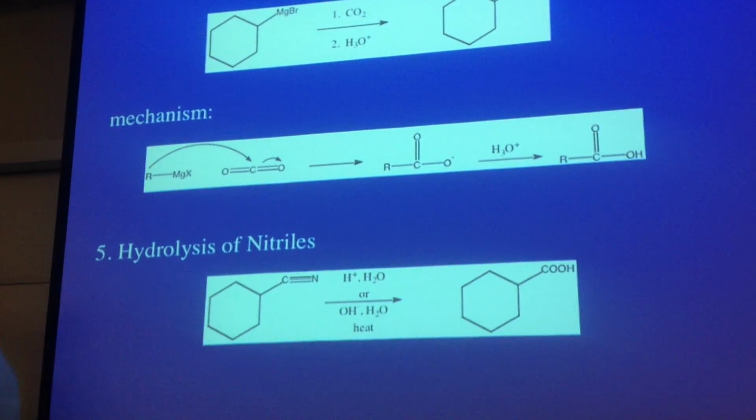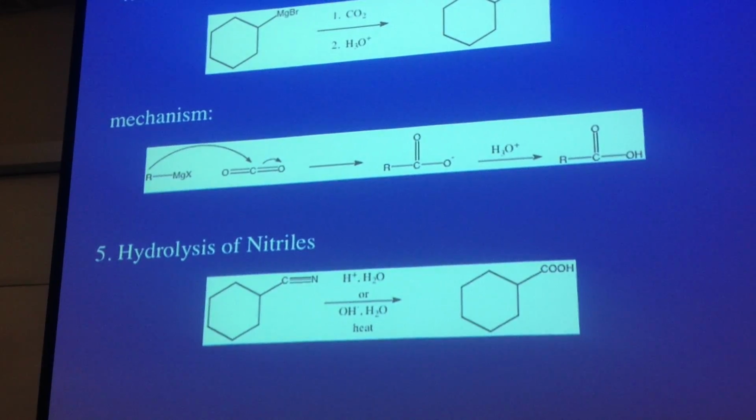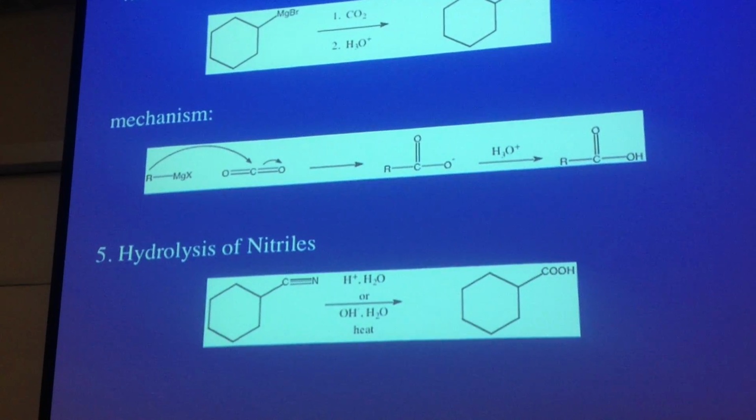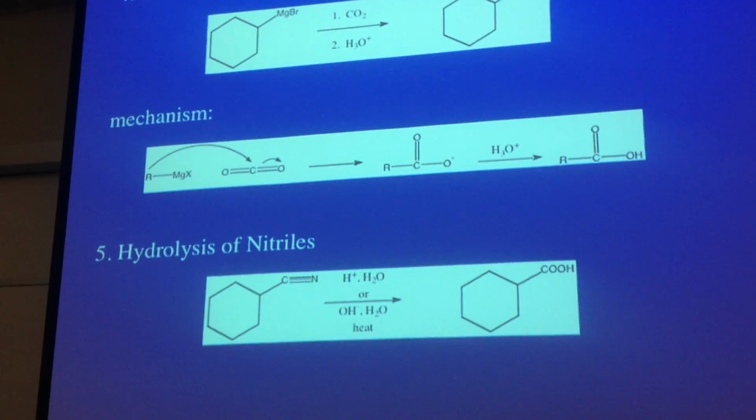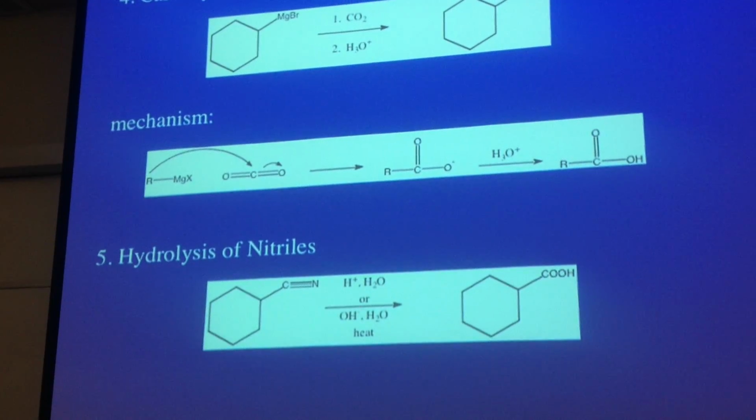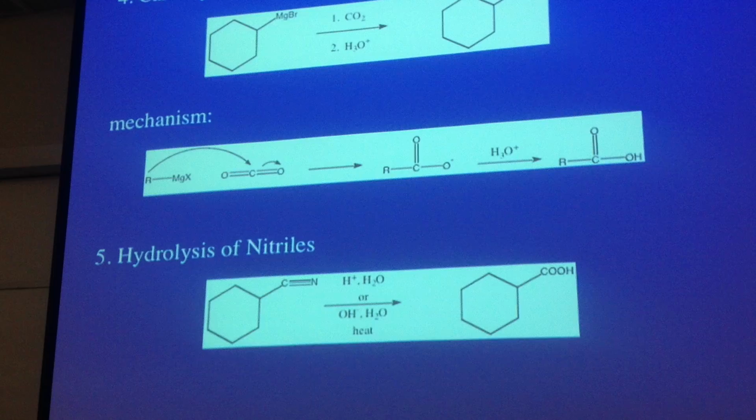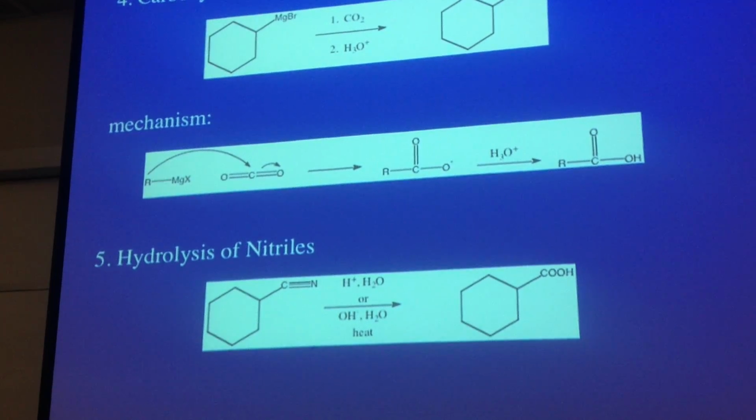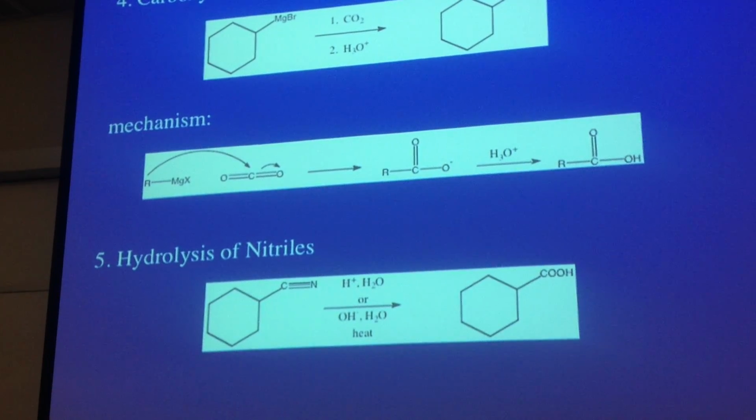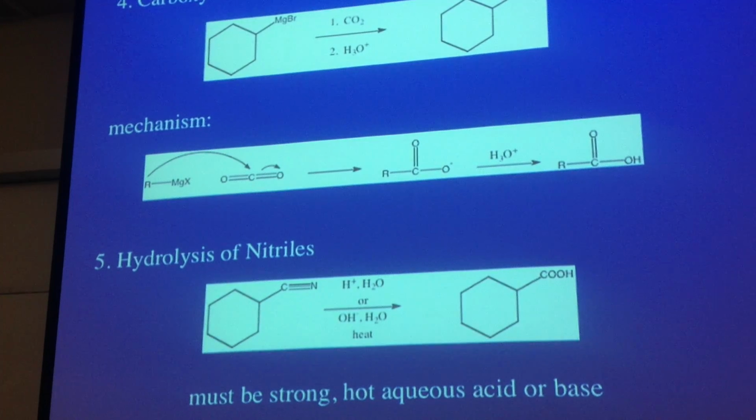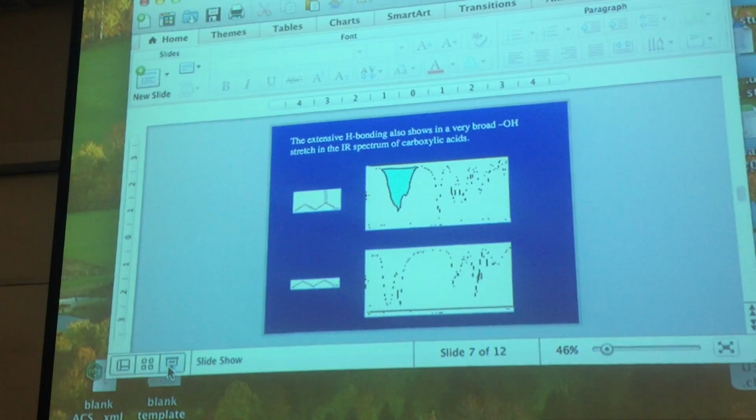And we're going to steer clear of the mechanism for right now. When we do the next chapter, which is the derivatives, we're going to spend a long time looking at nitriles, and we'll do all their mechanisms all at once. So for now, just put a note saying mechanism later, and we'll talk about it probably next week. Okay, so far so good? Okay, must be strong, hot. All right, and that's that.